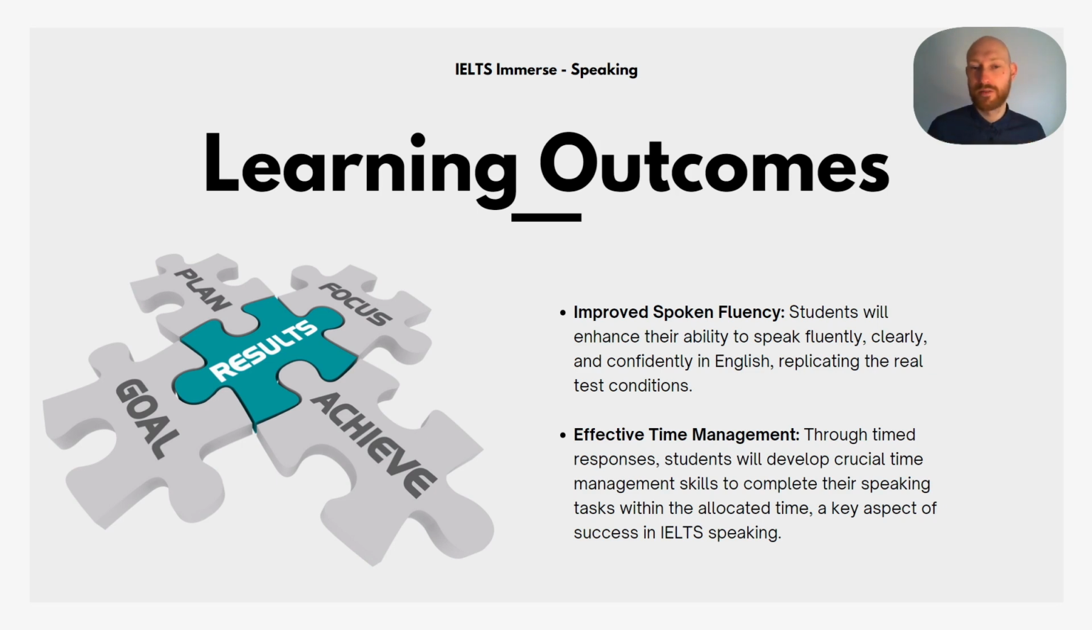The learning outcome for the final one is to improve that spoken fluency again. You'll be able to replicate the real test conditions for part 3 and then of course for part 1, 2 and 3 together. Hopefully also you will improve your time management so you know how to answer those part 3 questions in the right time limit. Being well prepared in terms of the timing and how you structure all of your answers is going to be a key aspect in you getting the IELTS score that you want.